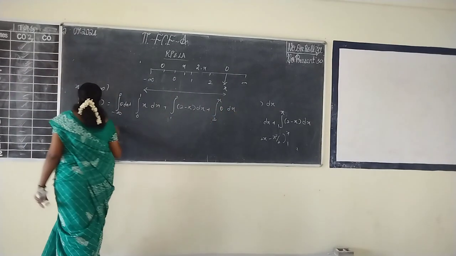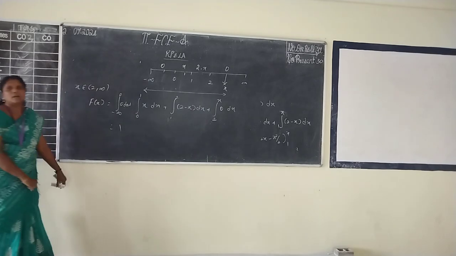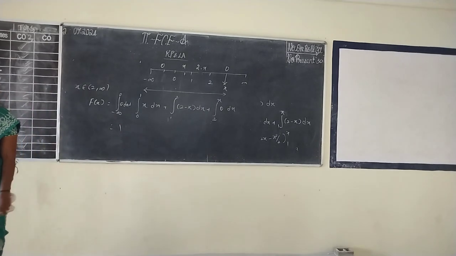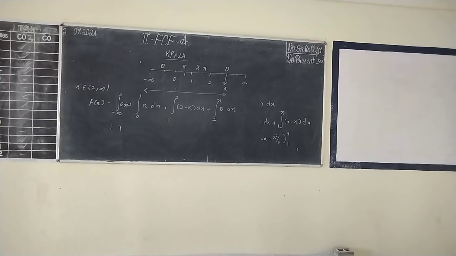What is the answer? I can write directly the answer as 1. I need not do integration also. Why? Because the total probability value is 1.